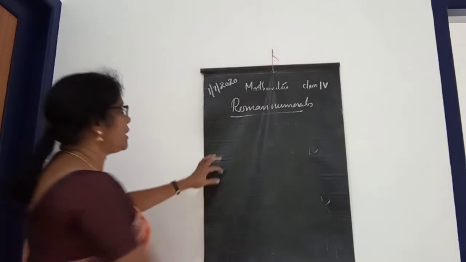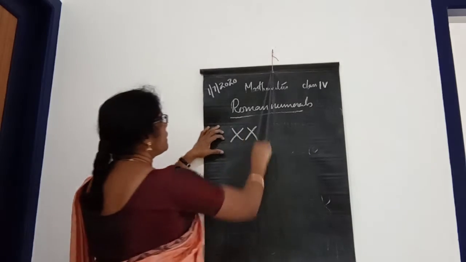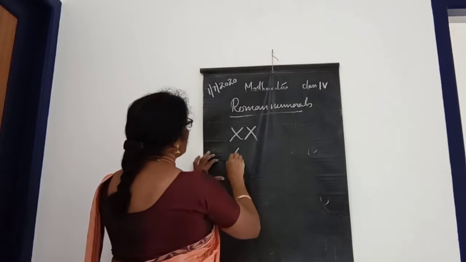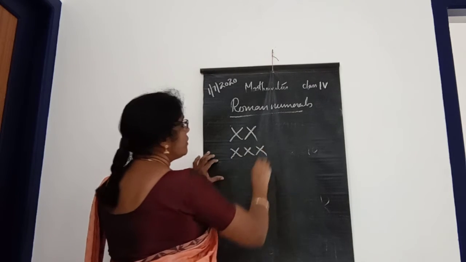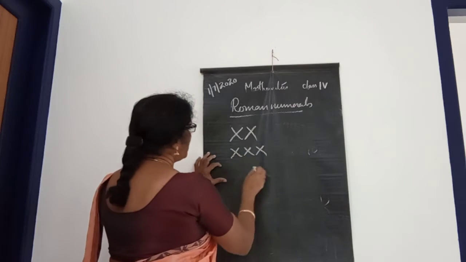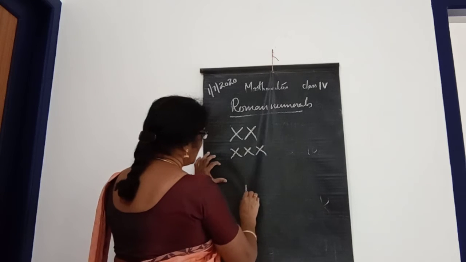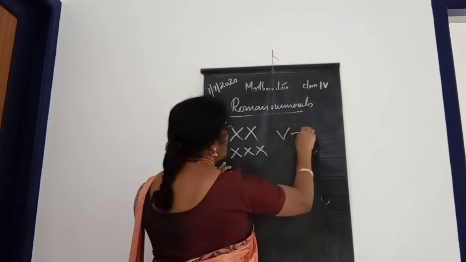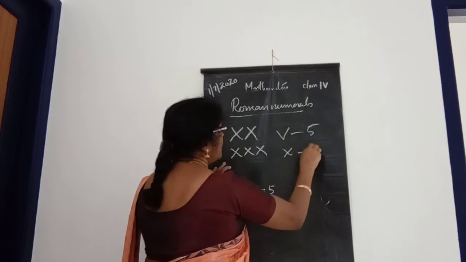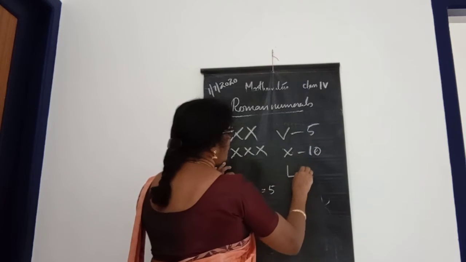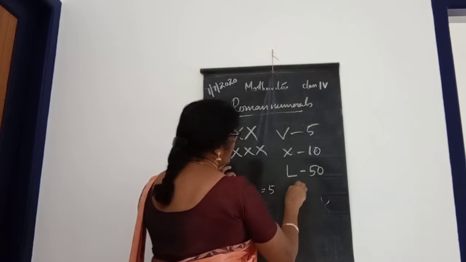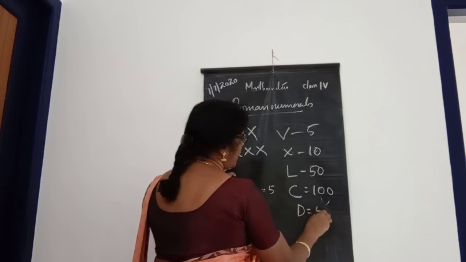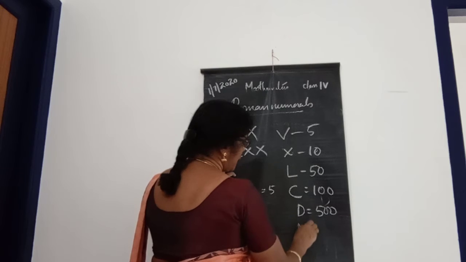Then 20, how is it written, children? 10 plus 10 is 20. Then 30: 10, 20, 30. Then 40, how is it written? Children, this L is 50. This one is 5. This one is 10. This one is 50. C is 100. D is 500. M is 1000.